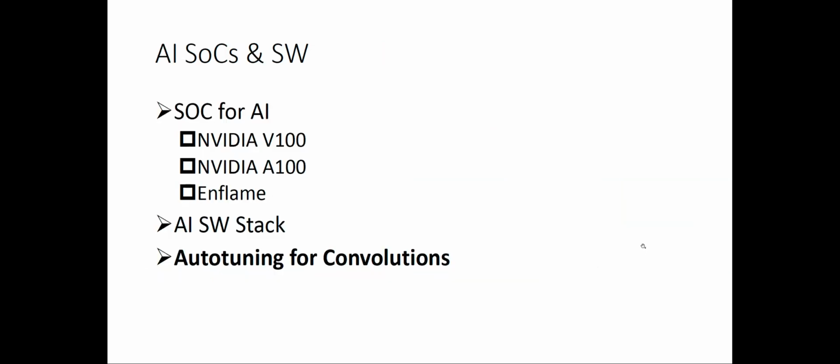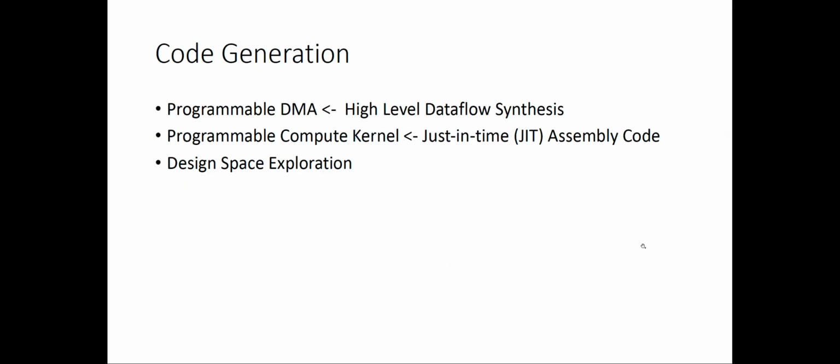Okay. And how can we do this in an automatic way, or can we build an auto-tuning framework to generate the high-performance convolutional neural network kernels for a customized AI ASIC? The answer is yes. And the key is that we need to do automatic code generation for both the DMA part and also the computation part.